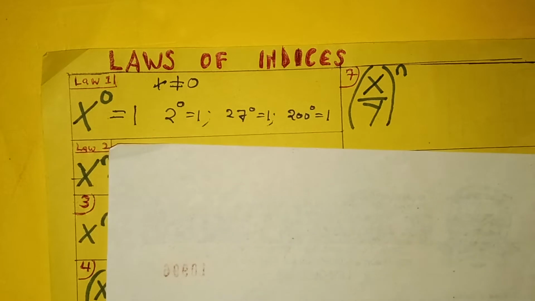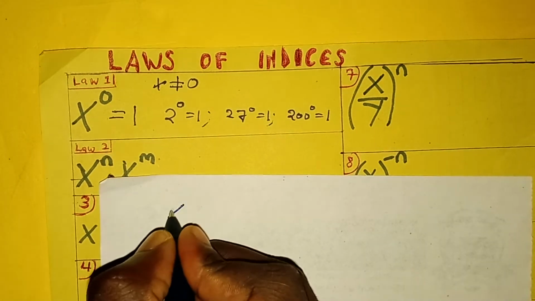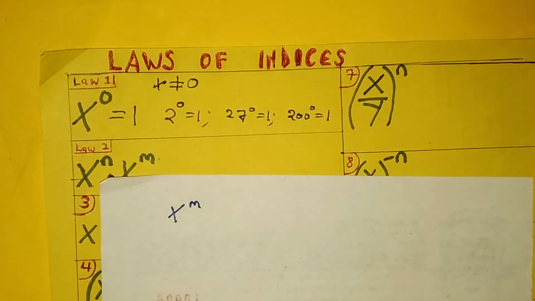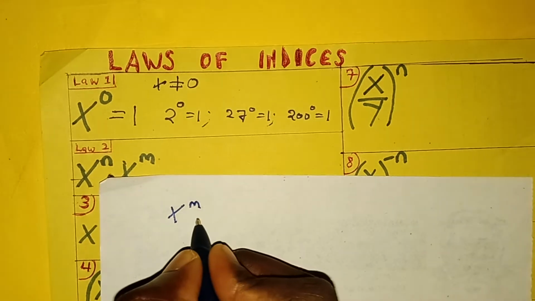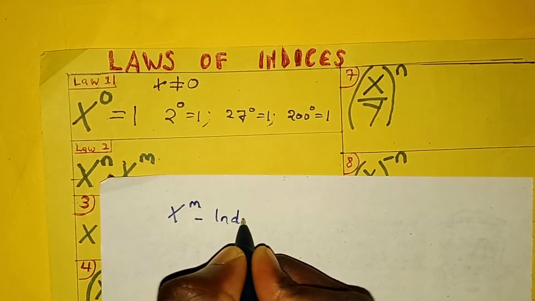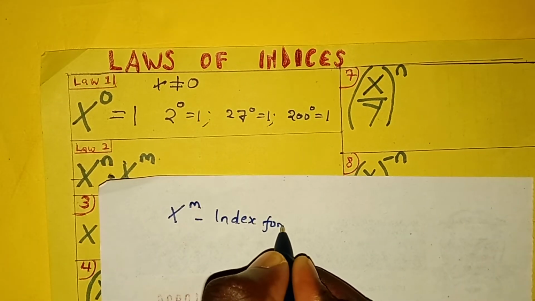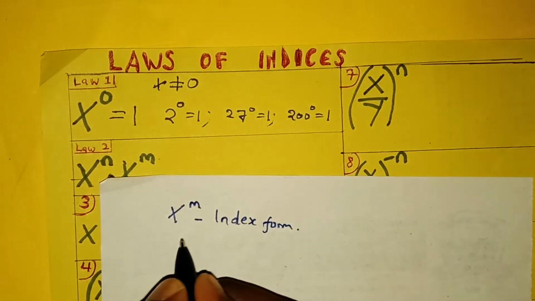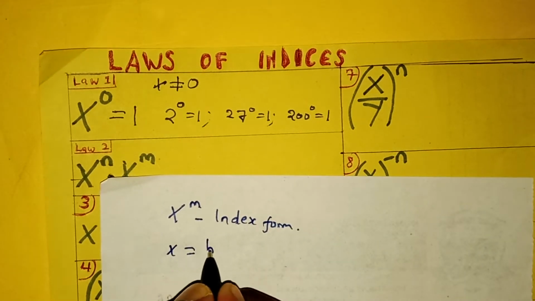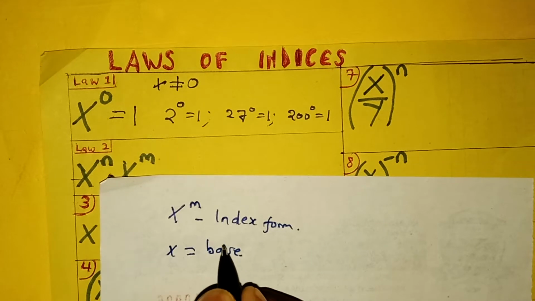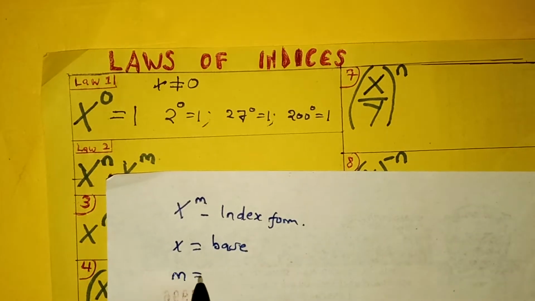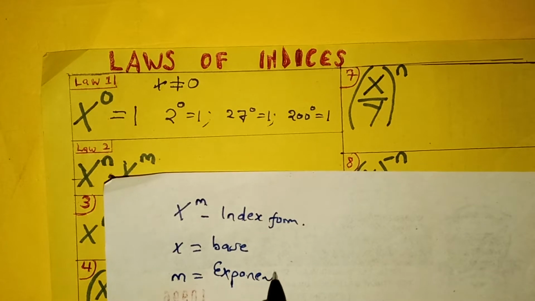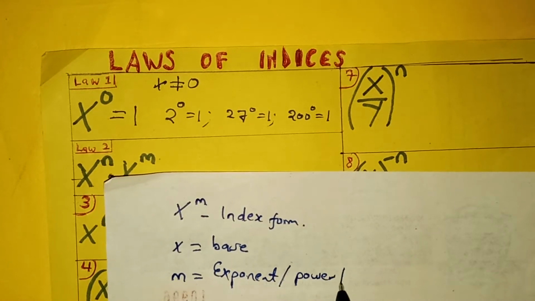Now let x raised to m be our expression. It is expressed in index form. x is called the base, while m is called the exponent or the power or the index.